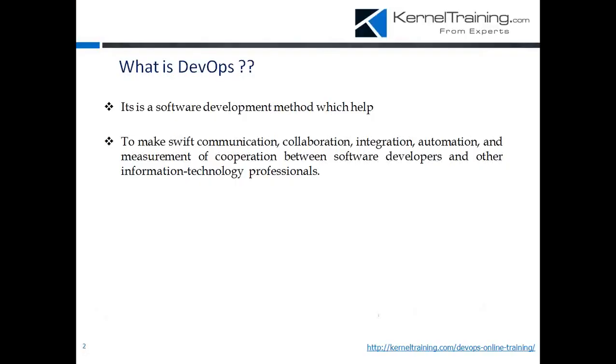DevOps, we can define it like it is a software development method which helps to make swift communication, collaboration, integration, automation, and measurement of cooperation between software developers and other information professionals. So, when we come across these points which define DevOps, DevOps was introduced as a methodology into IT technology.